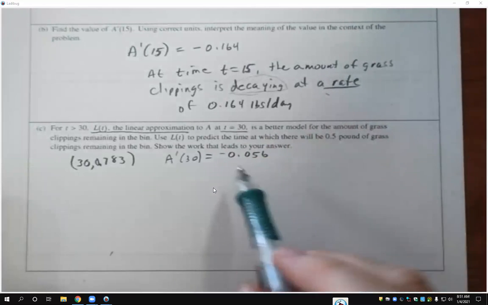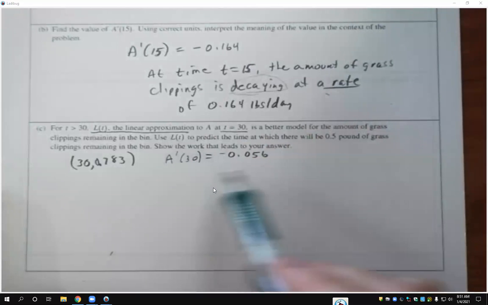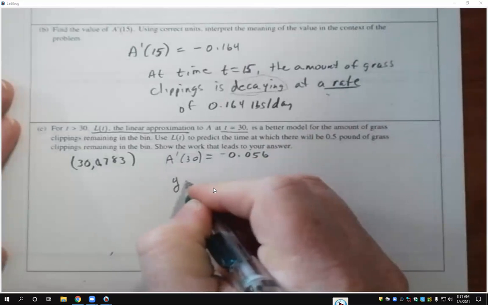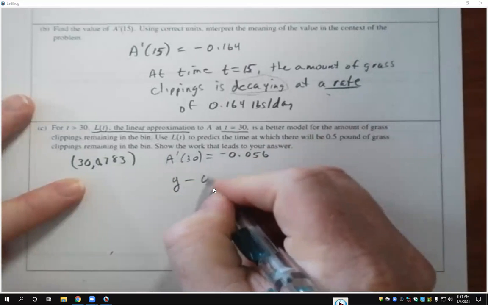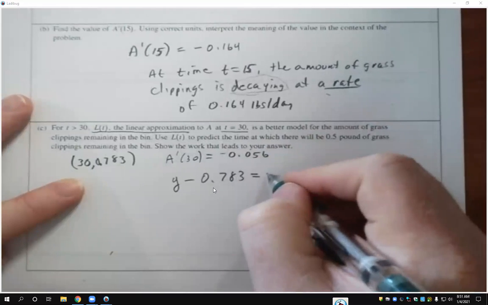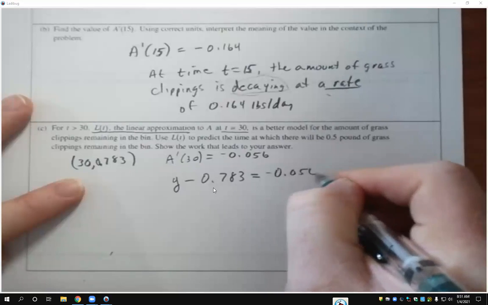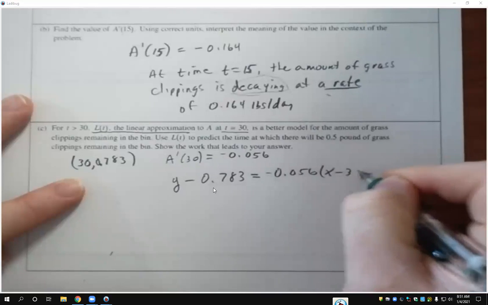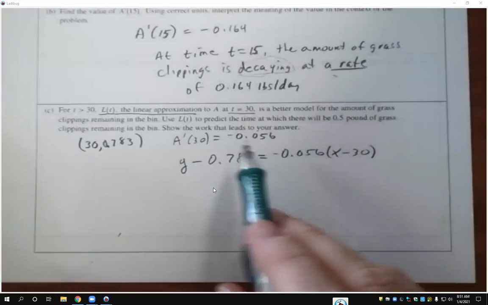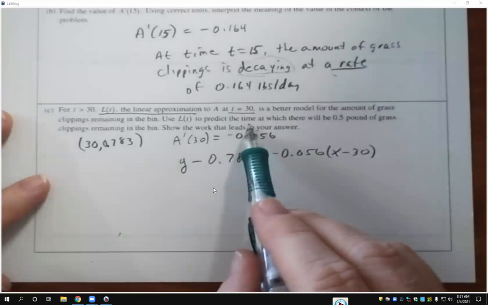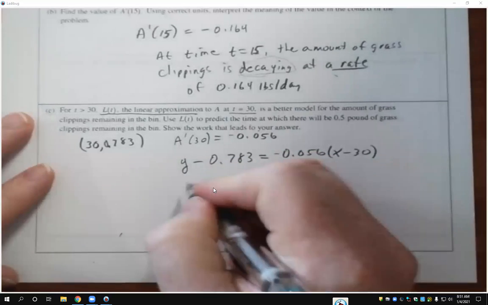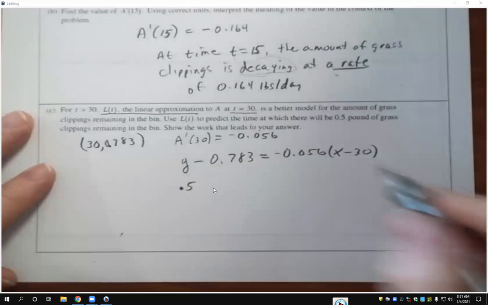So the question is, use the linear approximation to find out when there'll be a half a pound of grass. First we have to write our equation of our line. y minus y1, 0.783, is equal to our slope, negative 0.056 times x minus 30. And we want to know the time when there will only be a half a pound. y represents the amount of grass clippings remaining in pounds, so we're going to plug 0.5 into y.